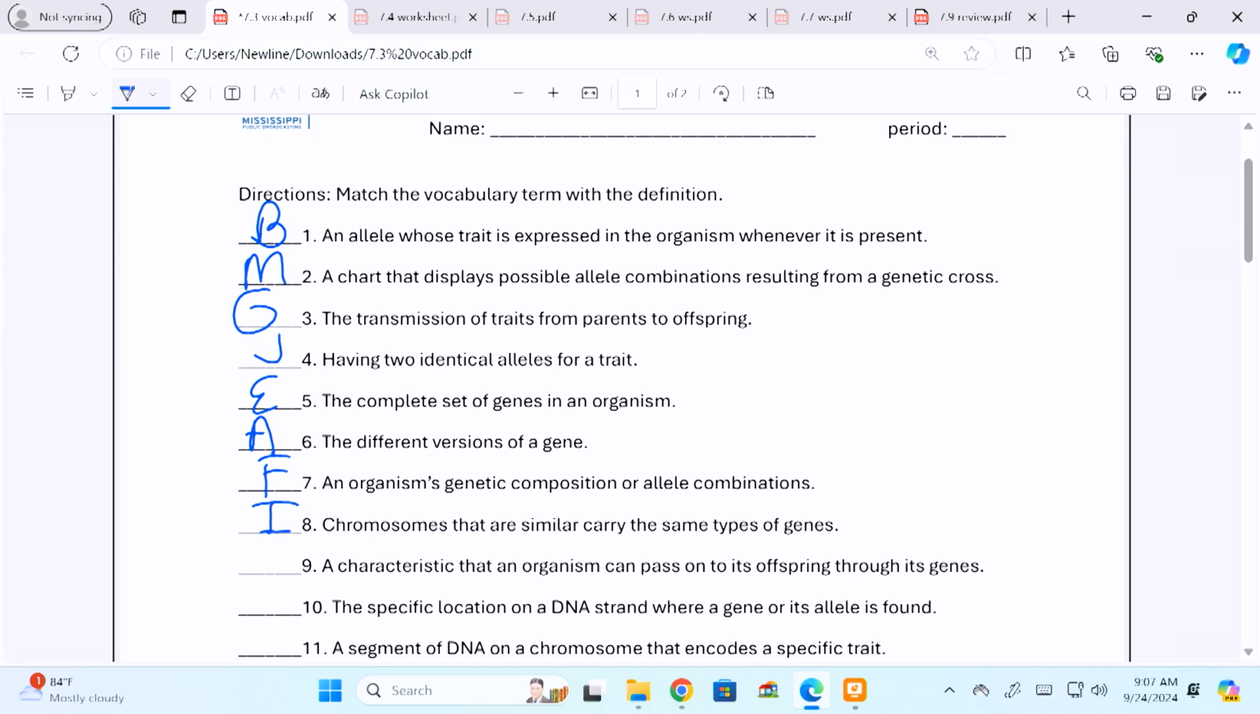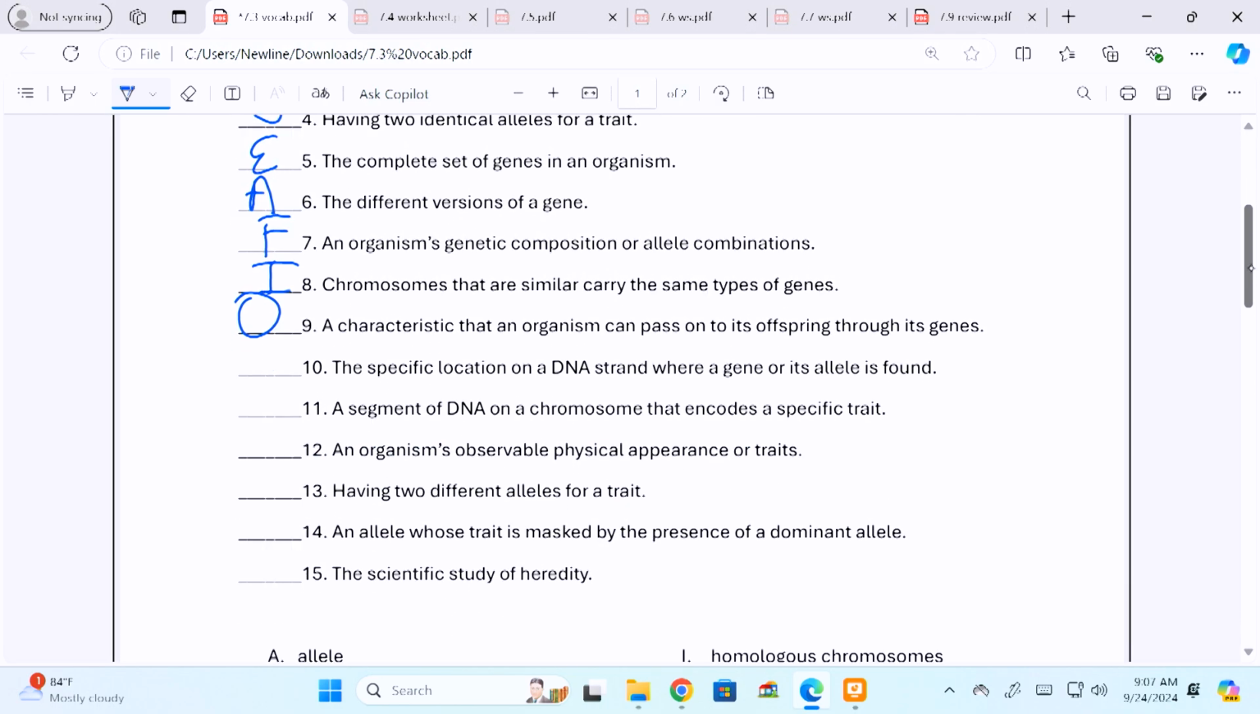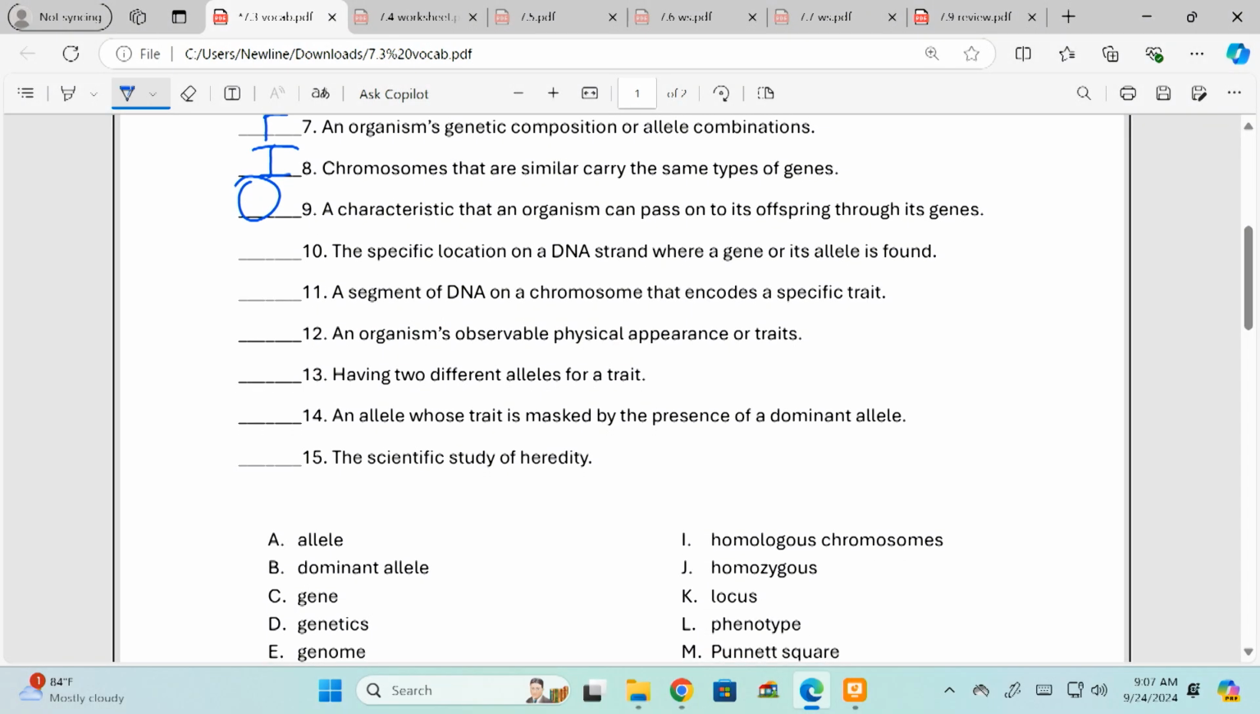All right, 9. This says a characteristic that an organism can pass on to its offspring through its genes. Okay, so what's that? What do your parents pass on to you? We call these traits, and traits are things that you can see. So for number 9, let's go with O. Okay, great work. All right, let's keep it going. We're mostly through this. I just got a couple more. Let me scroll down a little bit so you can see them.